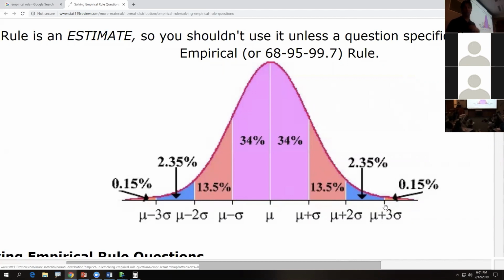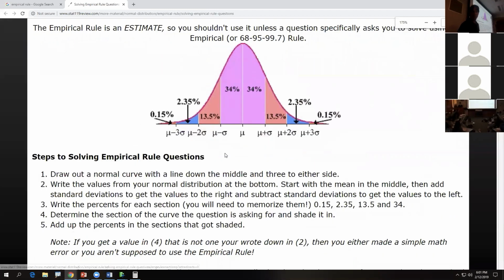I often see that on the test where people usually put 99.7 because they remember 68, 95, 99.7, but there's only 0.15 above this right here. So that's just the practice and understanding what's going on with the curve.